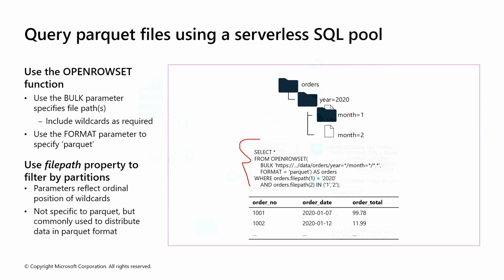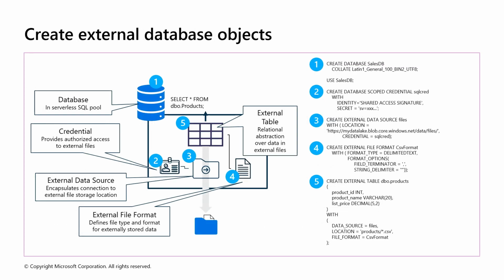And the next section comes with creating the external database objects. Writing OPENROWSET every time gets tedious. What if you could create tables that automatically point to your files? That's where the external table object comes in. The four building blocks are here. Think of it as building a house with four components, where the first component is about the database.